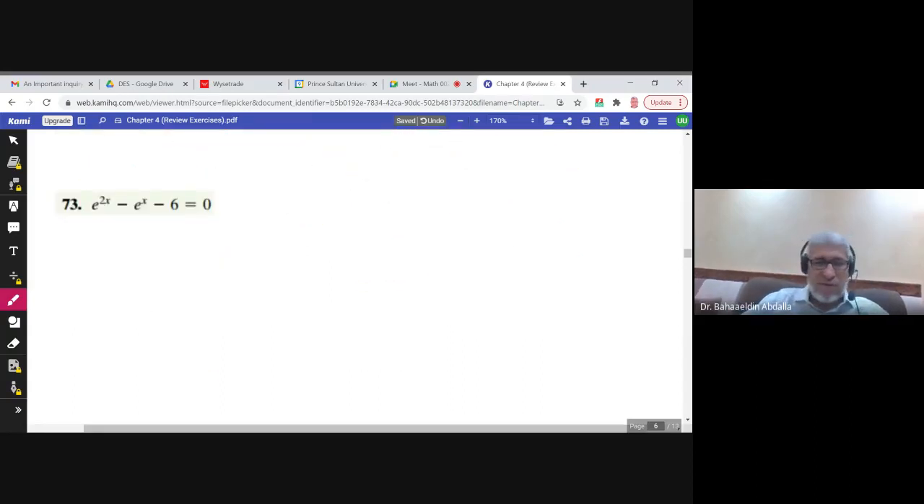How to solve this equation? We can immediately factor this equation. We have e to the power 2x, we can write it e to the power x times e to the power x. If you multiply these two, you get e to the power 2x. And -6, we can write it -3 times 2, because the product is -6, and when you add, you get -1. So now 2 times e to the power x minus 3 times e to the power x, you will have negative e to the power x.